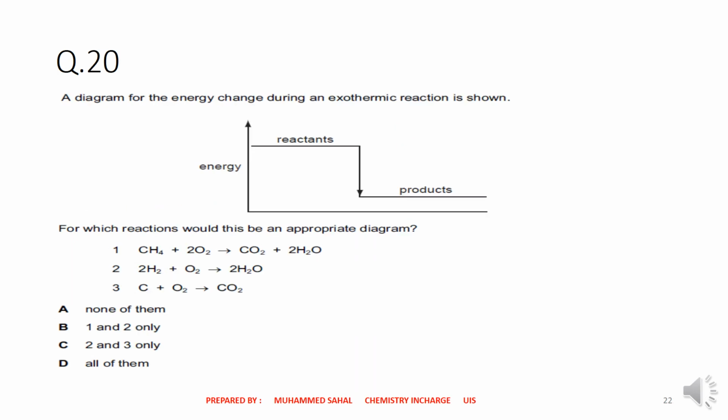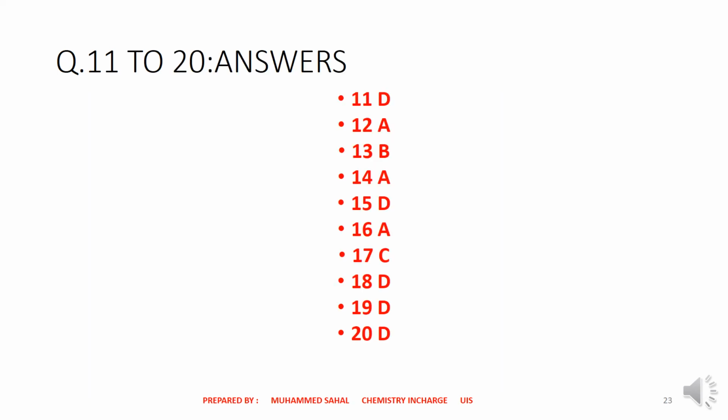Option D. A diagram for the energy change during an exothermic reaction is shown. For which reaction would this be an appropriate diagram? Option D. All the answers are shown in this slide.